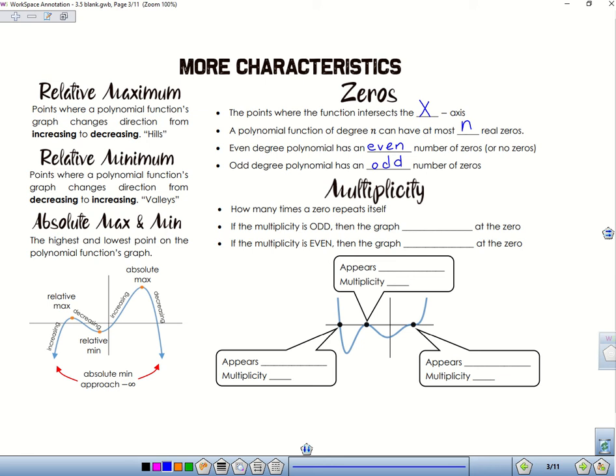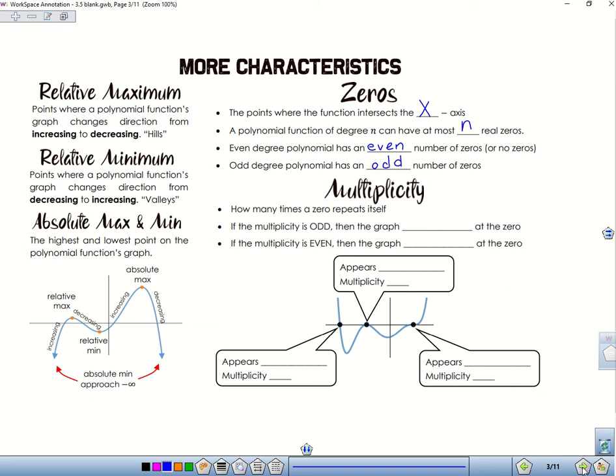And a polynomial function of degree n can have at most n real zeros. You know how we always find the imaginary zeros by doing the degree minus the number of zeros? So that's at most how many zeros we can have. If we have all the real zeros, then we have no imaginary zeros. An even degree polynomial has an even number of zeros, and an odd degree polynomial has an odd number of zeros. And that's always the case.